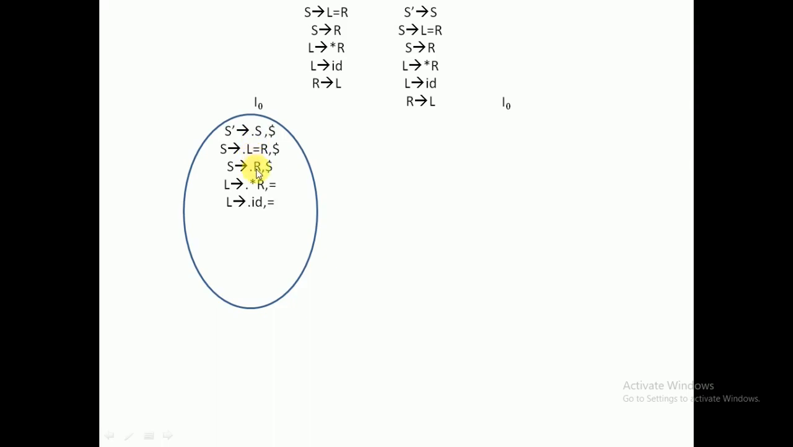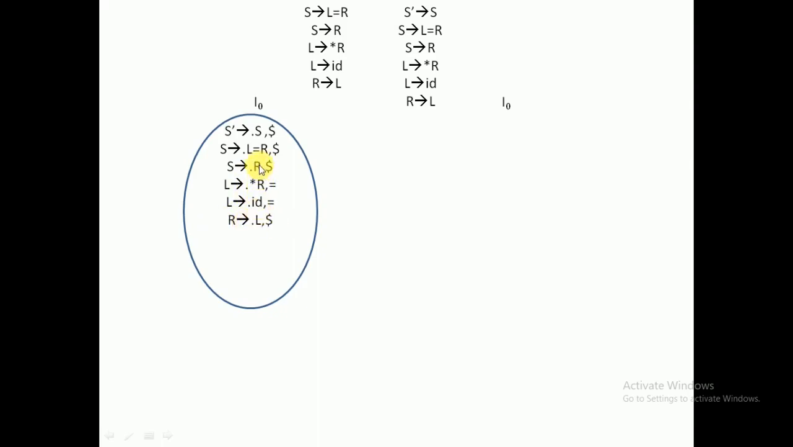Let us go to the next production. The next production has the dot again before another non-terminal or variable, so we need to write the closures of this R. How many productions are there for R? There is only one production, so you have to derive that. Now what is the lookahead for this R? There is a dot before this non-terminal, so we have taken one production.